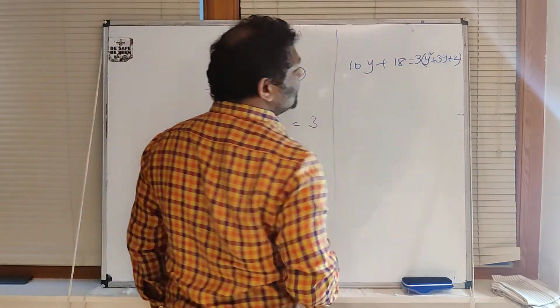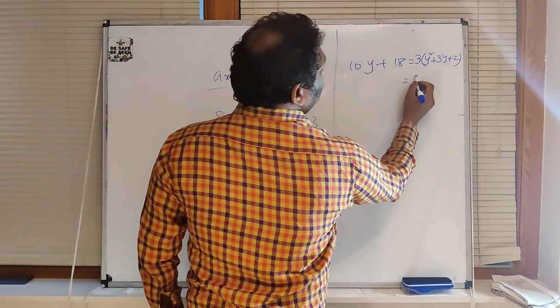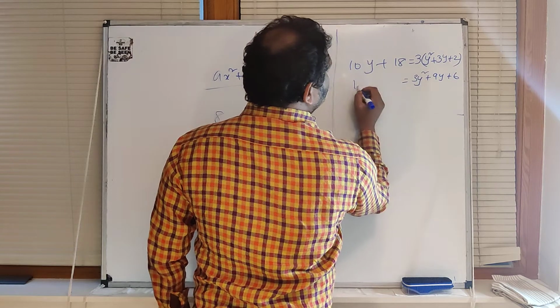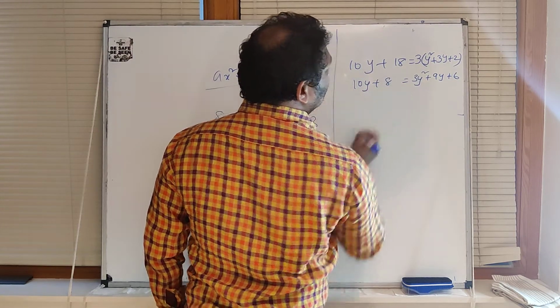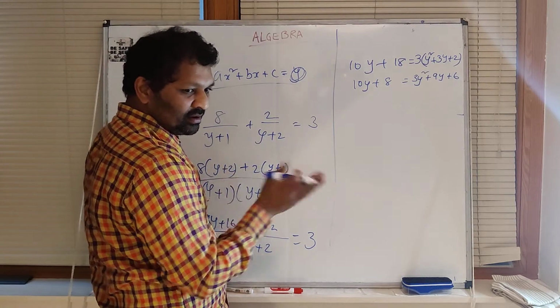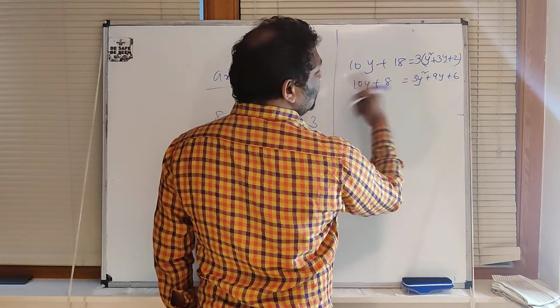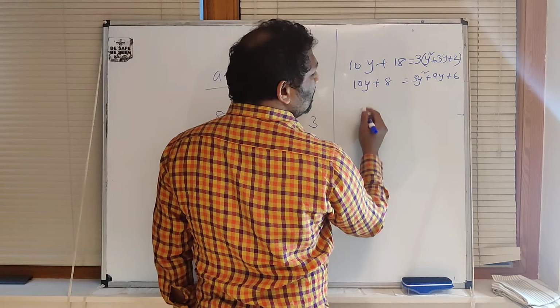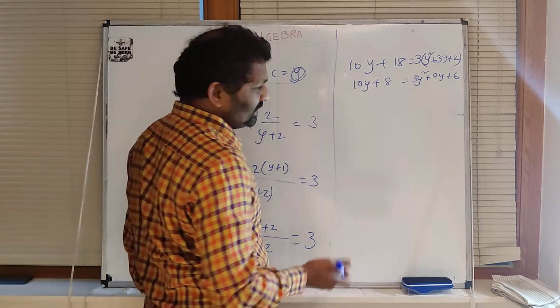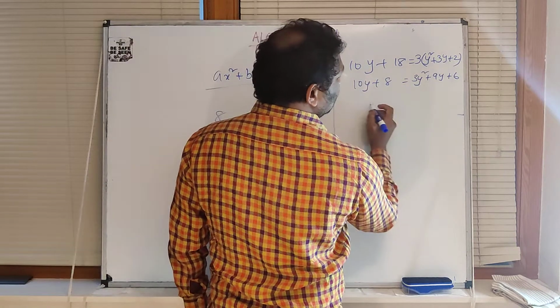Okay, how can we further simplify it? 3y square plus 9y plus 6 equals 10y plus 8. If you bring everything to one side, either way is fine. Okay, let's take this one to the other side.